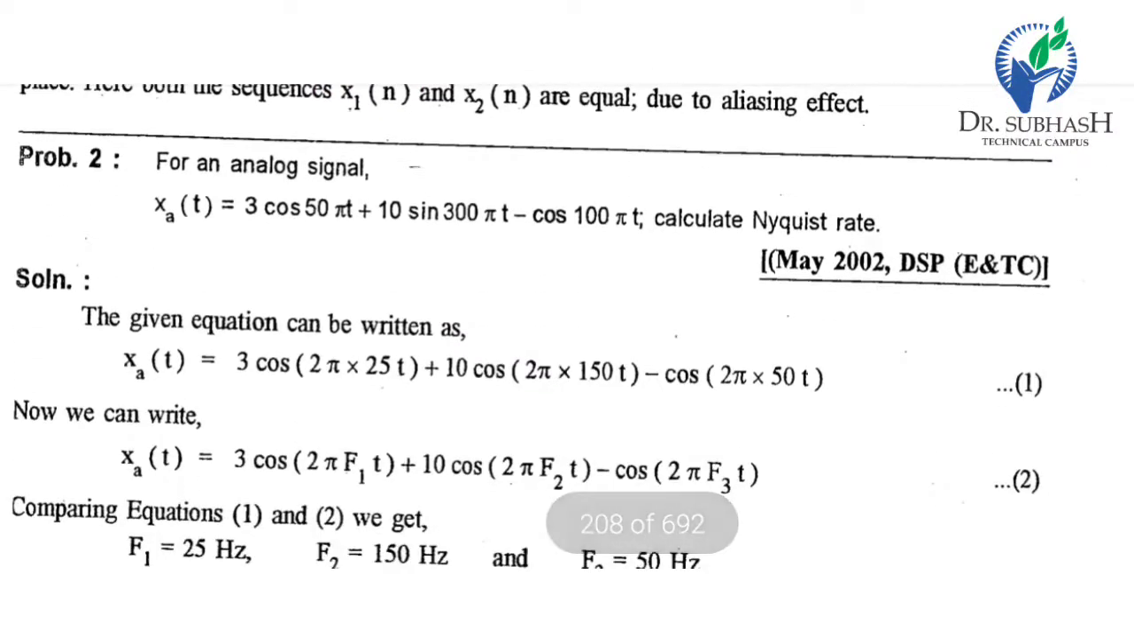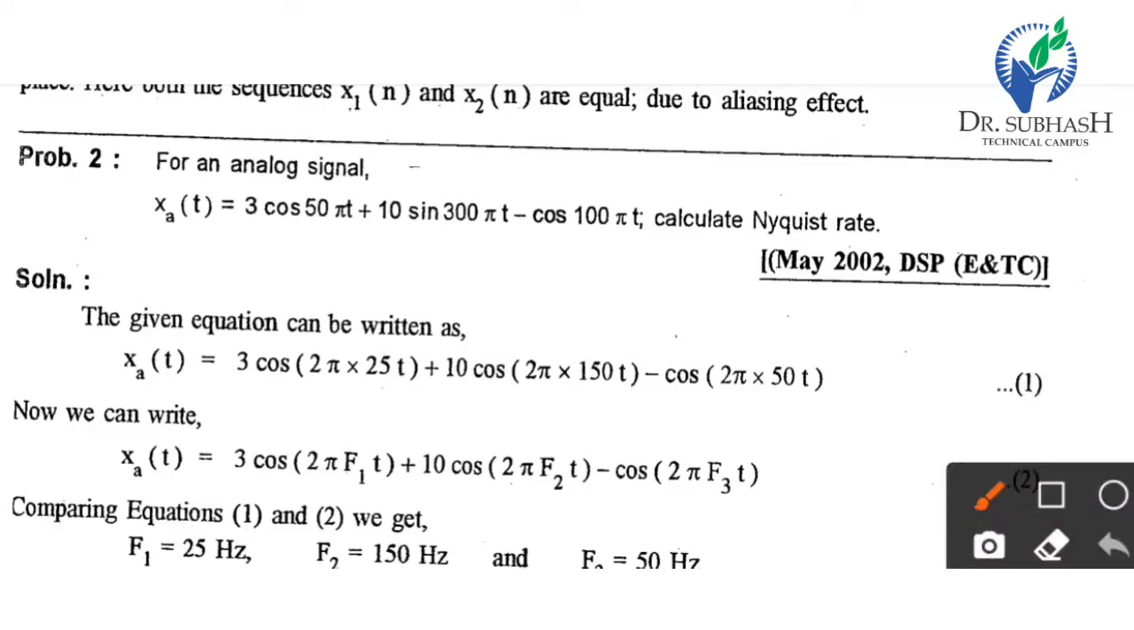The next example is based on Nyquist rate. Here, given an analog signal xa(t) = 3 cos 50 pi t + 10 sin 300 pi t - cos 100 pi t. Calculate the Nyquist rate.